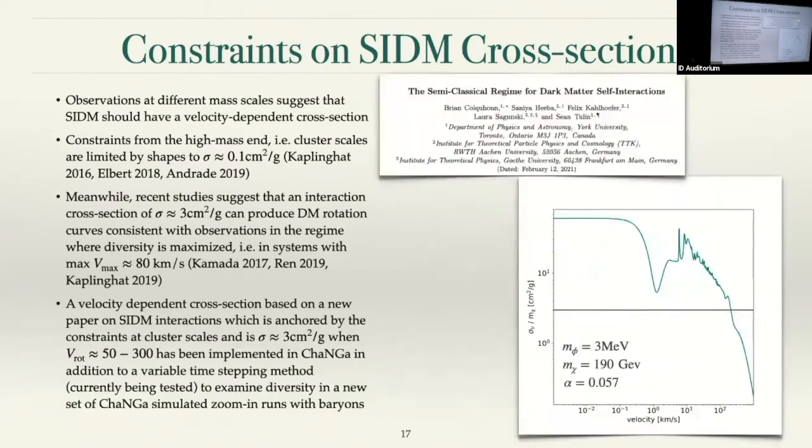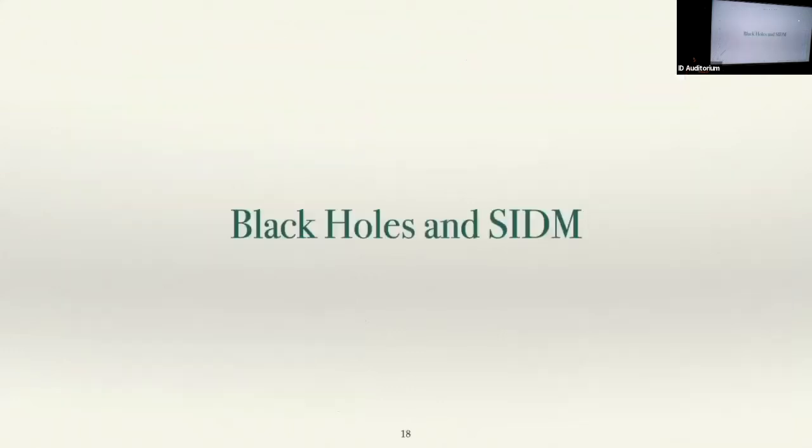And so we introduced this new SIDM velocity dependent cross section, which is based on this paper, which was done in collaboration with Sean Tulin, who is our collaborator on this work and has helped us to create this very crazy looking velocity dependent cross section, which also includes resonances. But the main takeaways are that at cluster scales, you're getting the correct cross section, and then around where you want diversity to be maximized, you're getting cross sections of about 3 centimeters squared per gram. And so this has been implemented into GChange.